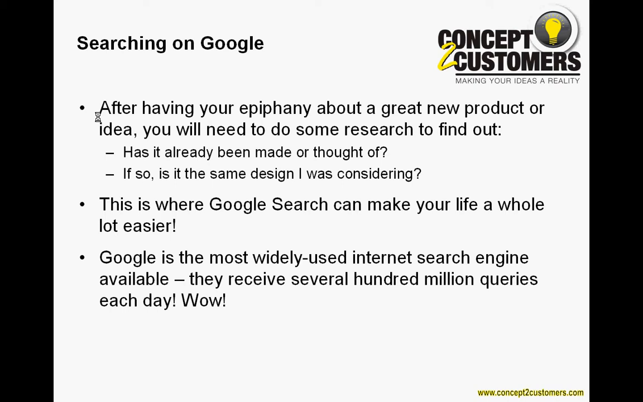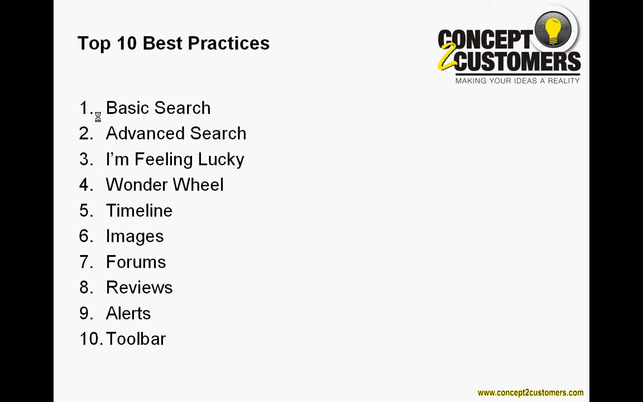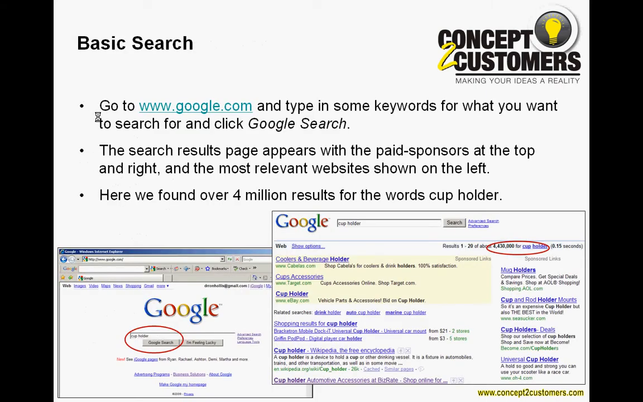Google is the most widely used internet search engine available. They receive several hundred million queries each day. That's a lot of queries. So our top 10 best practices we're going to go over today: the basic search, advanced search, I'm feeling lucky, Wonder Wheel, timeline, images, forums, reviews, alerts, and the toolbar.